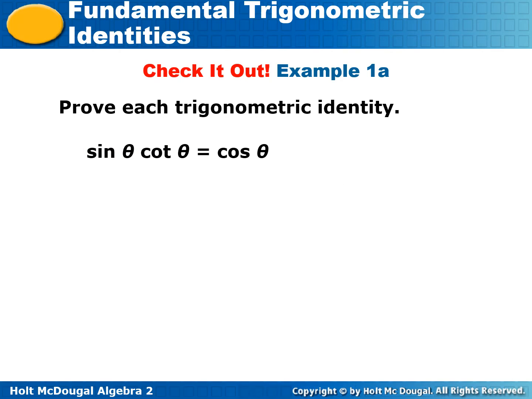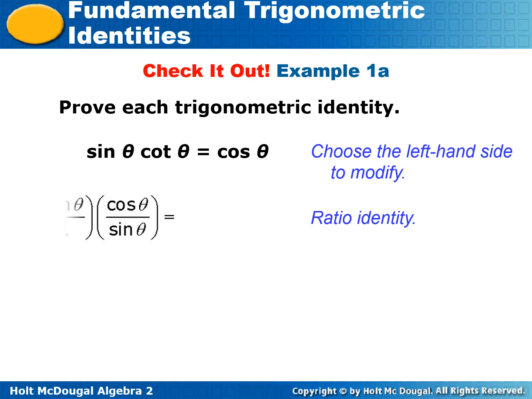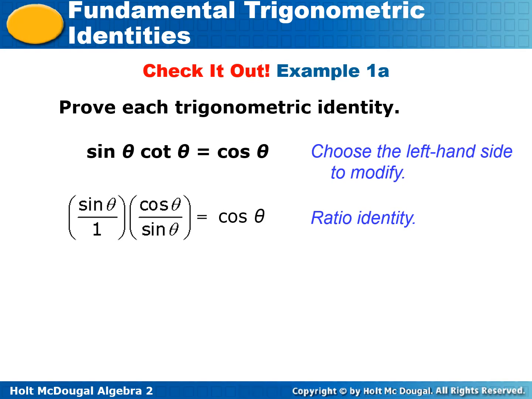So let us prove each trigonometric identity. Sine theta times cotangent theta, is it equal to cosine theta? From here, we are going to have sine theta over 1 because we all know that any number has a denominator of 1. And then the reciprocal identity for cotangent theta is cosine theta over sine theta. From here, we are going to cancel sine theta and sine theta. So it becomes cosine theta, which is really equal to cosine theta.